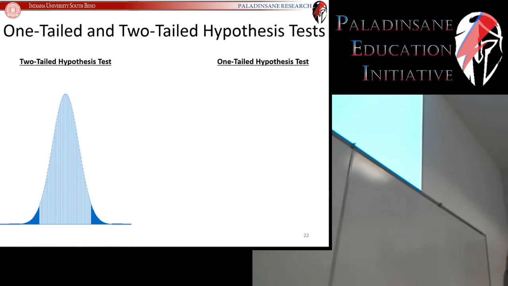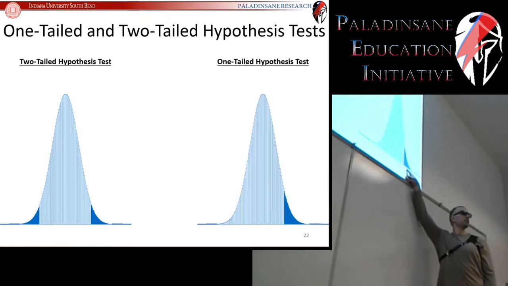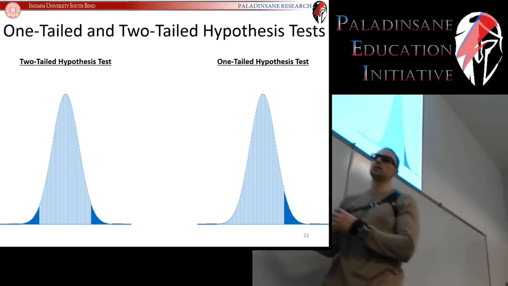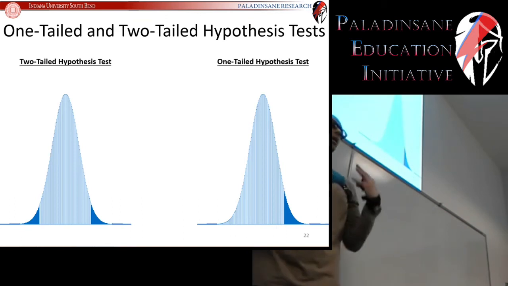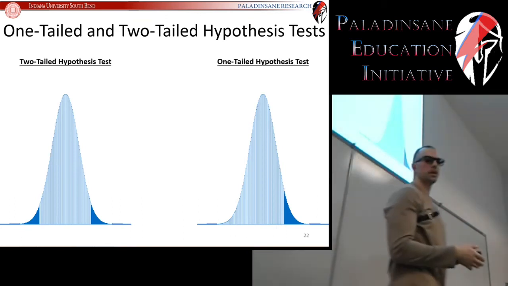Sometimes you want to do a one-tailed hypothesis test. And in a one-tailed hypothesis test, you only draw one line, which means that you only have one tail. So sometimes you do two-tailed, sometimes you do one-tailed. Why would you choose one over the other?